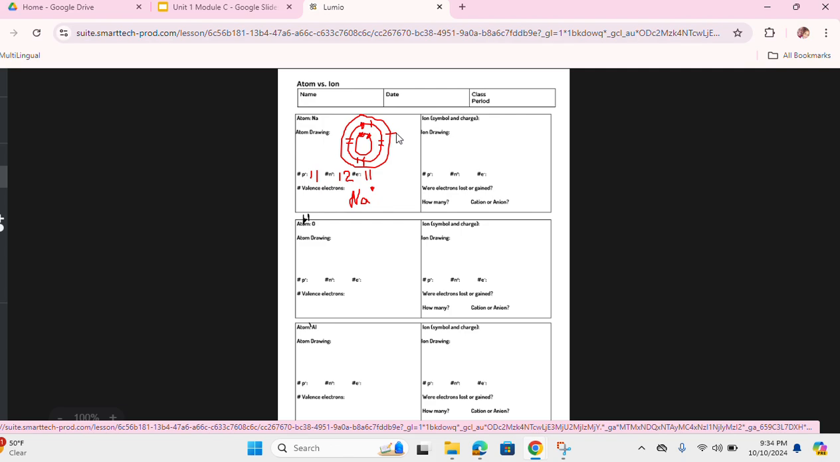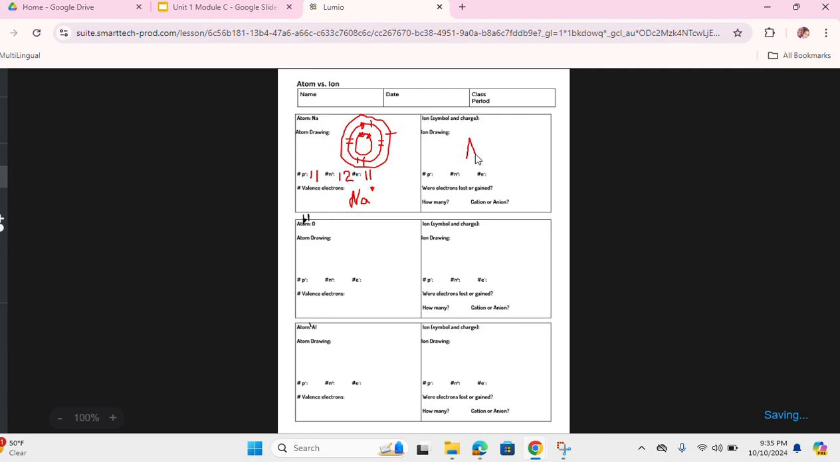Okay, so remember every element wants 8 electrons on its valence shell. Sodium only has 1 electron. In order to resolve this, sodium can give that electron away. So sodium with its 1 electron, I'll use an X, will give that electron away to another element. This makes sodium an ion.